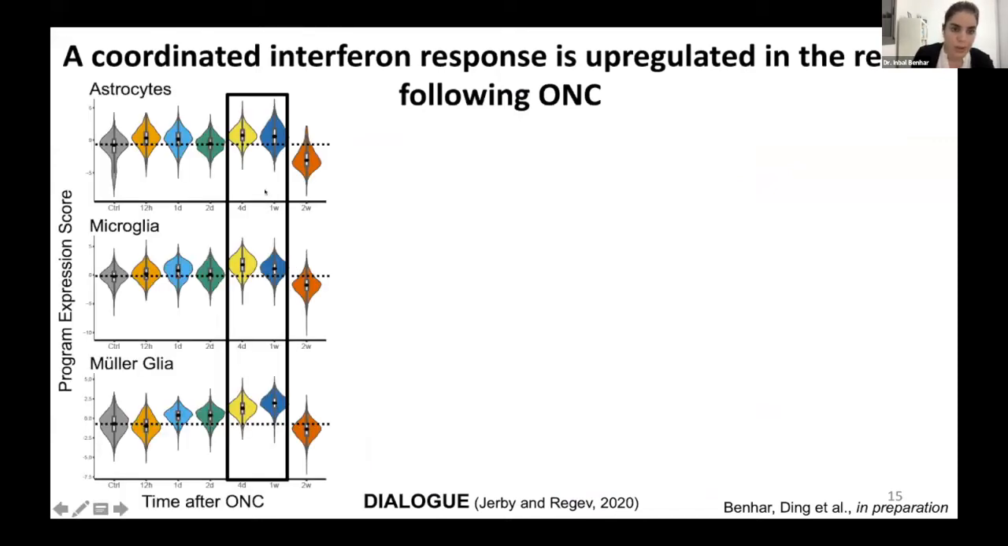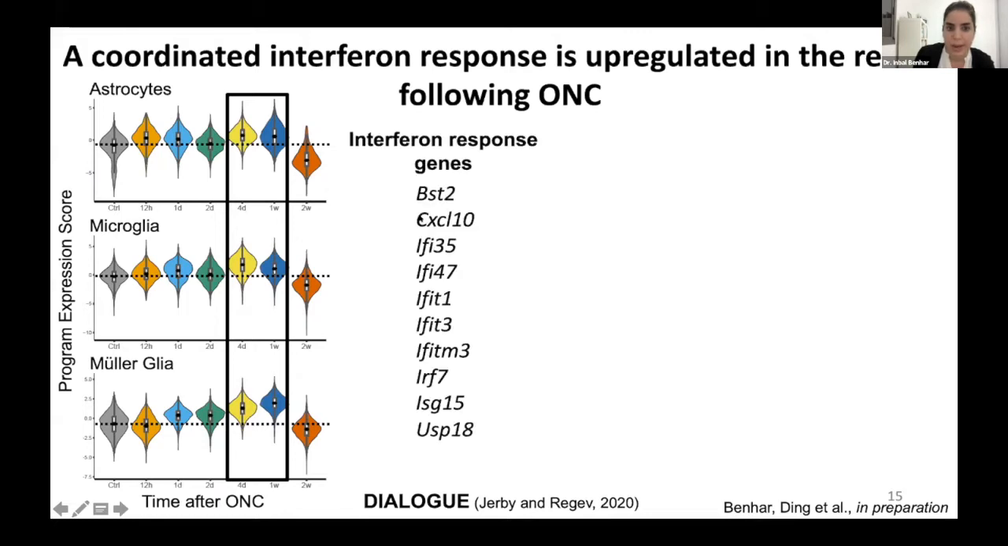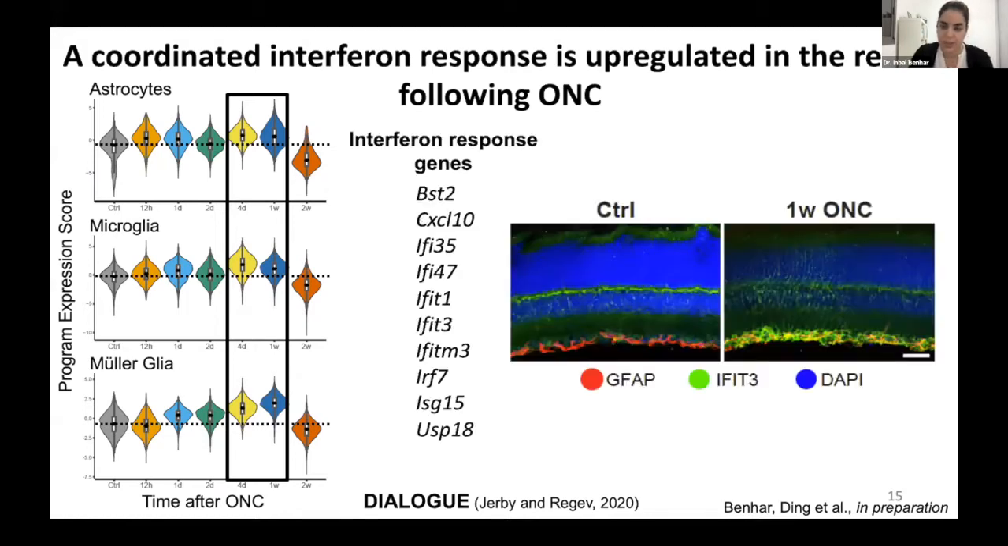One such co-regulated program was upregulated in our data set at the 4-day and 1-week time points. And it was characterized by high expression of interferon response genes. We validated that at the protein level as well. You can see the IFIT3 washing over the tissue. And this was very interesting to us since interferon and the interferon response has different effects in the CNS based on the timing and the dosage at which it is present.